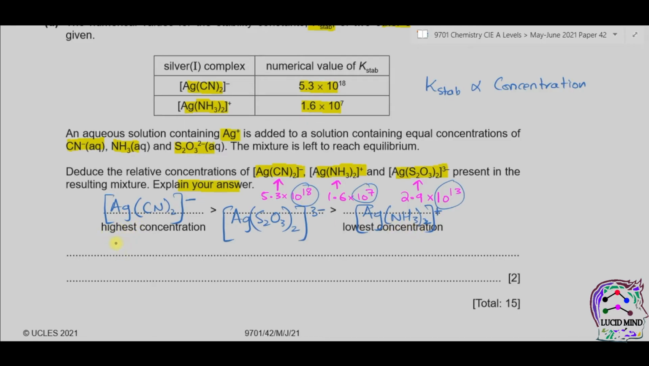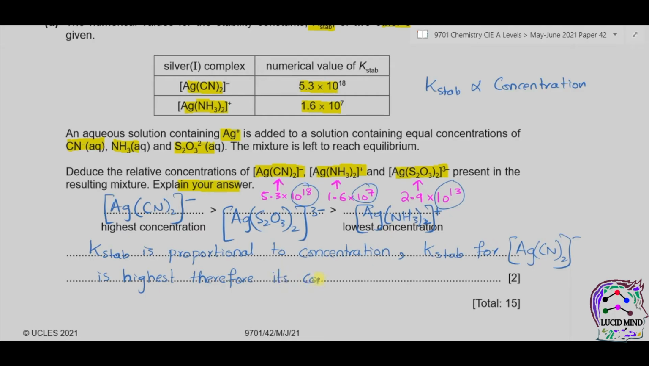And we can explain this that K stability is proportional to concentration. K stability for [Ag(CN)2] negative is highest, therefore its concentration will be high. And similarly for others, lower the value of K stability, less will be the concentration.